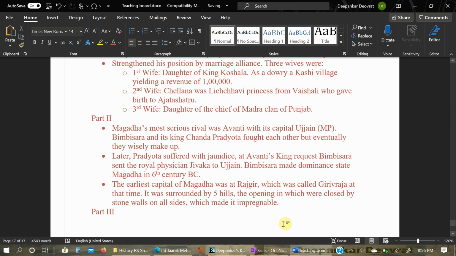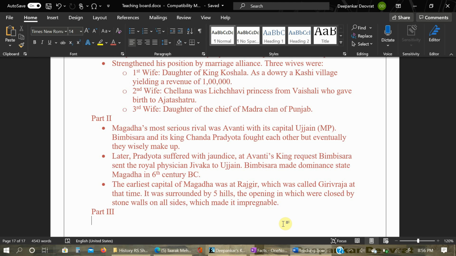And the part 3, that is second last: according to Buddhist chronicles, Bimbisara ruled for 52 years, roughly from 544 to 492 BC. He was succeeded by his son Ajatashatru, who killed his father, Bimbisara, and seized the throne for himself. He pursued an aggressive policy of expansion, which provoked a combination of Kashi and Koshala against him.